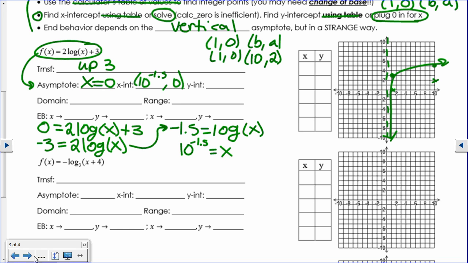Alright, for the y-intercept, take a look. What do you guys think about the y-intercept? Is it going to intersect the y-axis? No, it does not exist. It's not going to hit the axis. There's nothing down there.